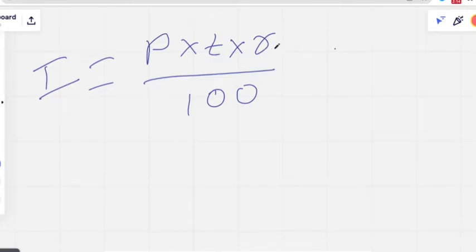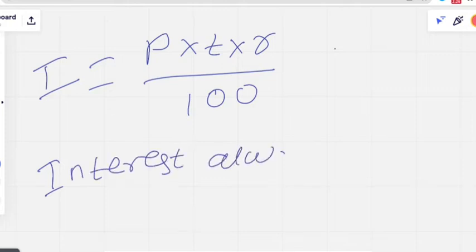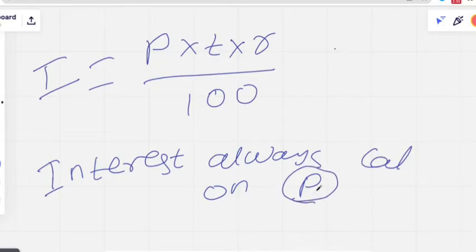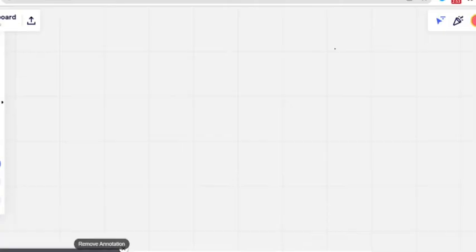Okay. So remember one important point that I'm noting down here. Interest is always calculated on the principal amount. This is a very important point you must remember in order to crack any simple interest sums. This is what I want to tell you before starting our problems. This simple interest formula is nothing but an extension of the unitary method.